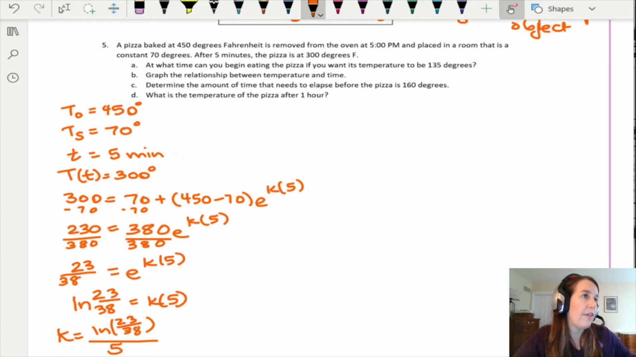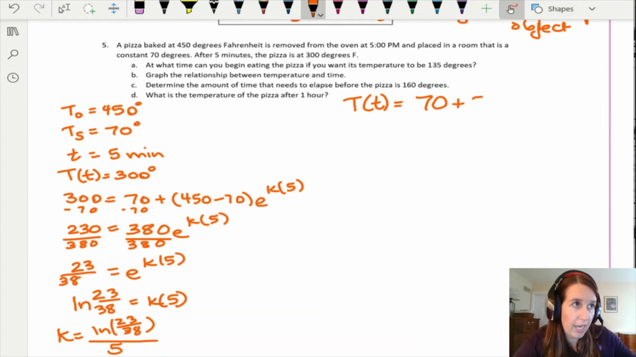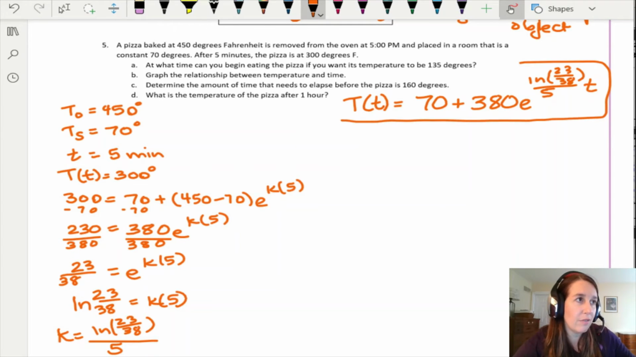All right, so now that we have the k value, we actually have the whole equation. So I'm going to write our equation for us. That's the temperature at time t is equal to 70 plus 450 minus 70 was the 380, e to the k, now we know, is ln 23 over 38 divided by 5 t. Right? Our goal is always to find an equation in terms of time to model our growth or decay.